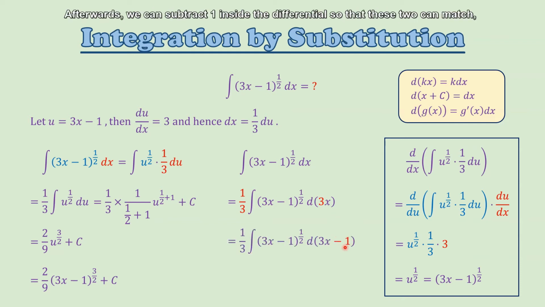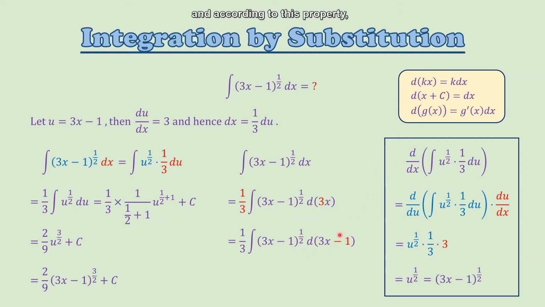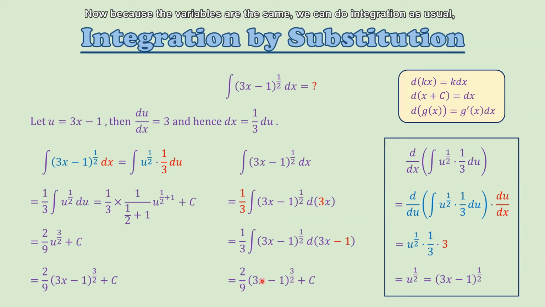Afterwards, we can subtract 1 inside the differential so that these two can match. And according to this property, subtracting a constant inside a differential will not affect the differential, therefore it is alright. Now because the variables are the same, we can do integration as usual, and we can get the same result as before. These two methods seem different, but they are actually equivalent. That means they are doing exactly the same thing, and it is reversing the chain rule.